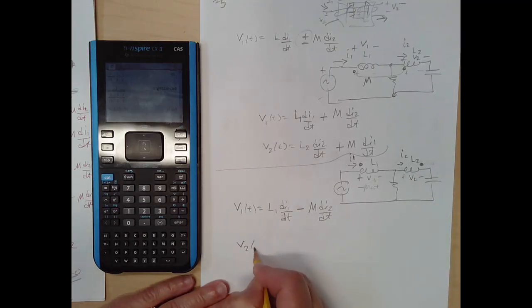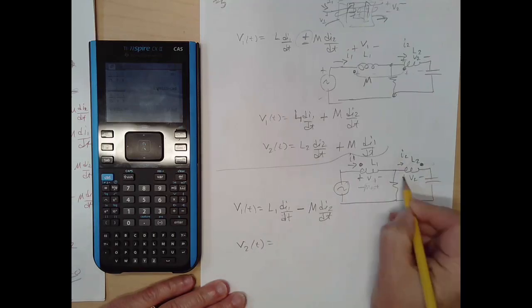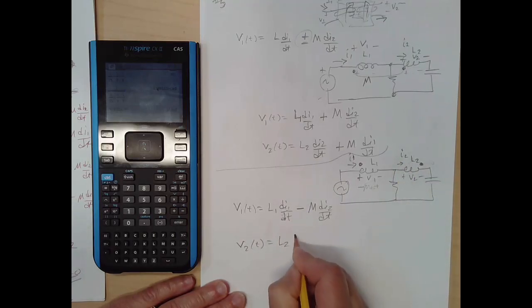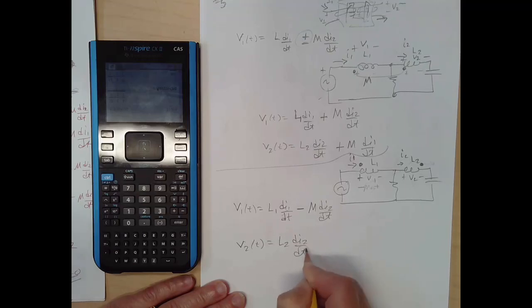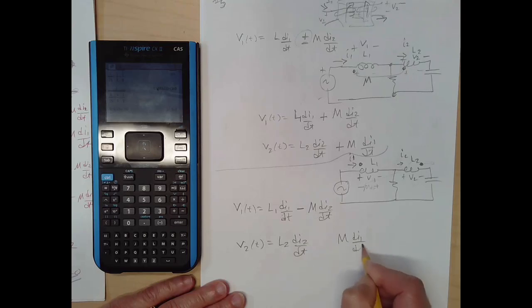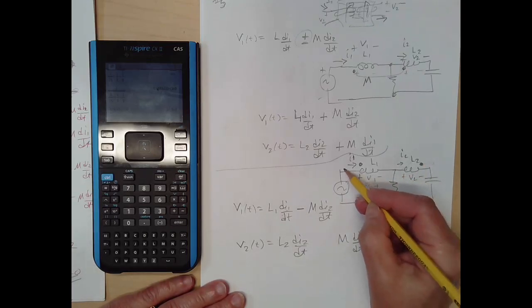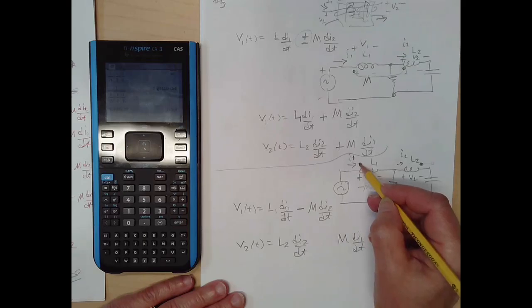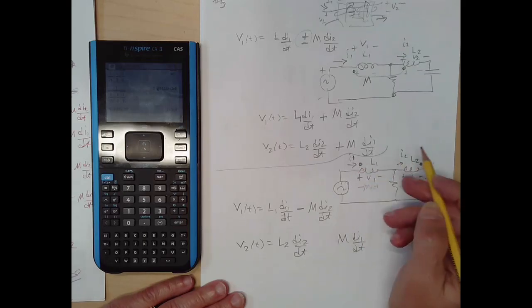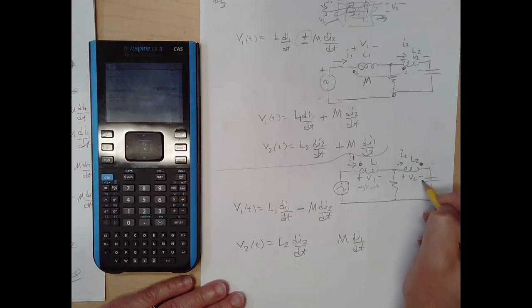So let's look at V2 of t. Again, it's defined positive with respect to itself, so L2 di2/dt is good. We're going to have some M di1/dt. But again, looking at V2, what is I1 doing? I1's going into the dot, all right? And so it makes a plus voltage at the dot, right? So it's going to make a plus voltage at this dot, plus, minus, right? This is the M di1/dt kind of voltage, right?